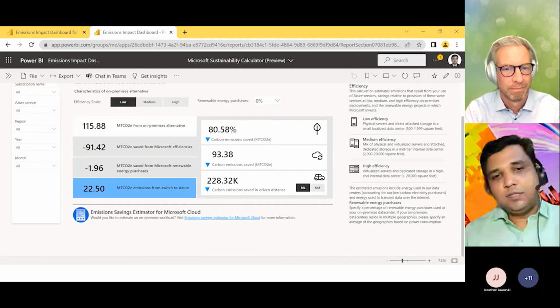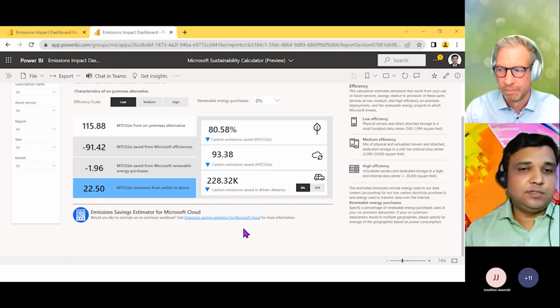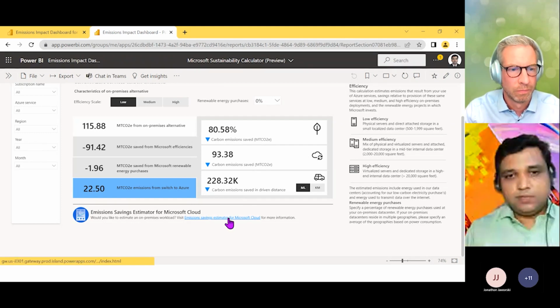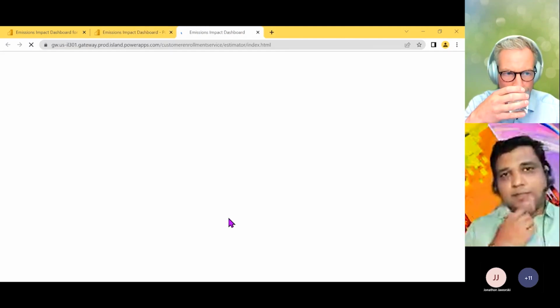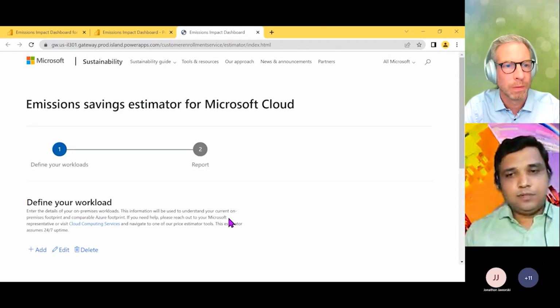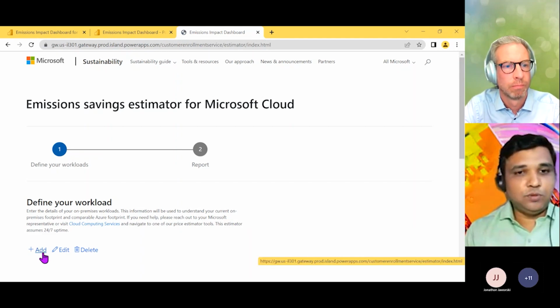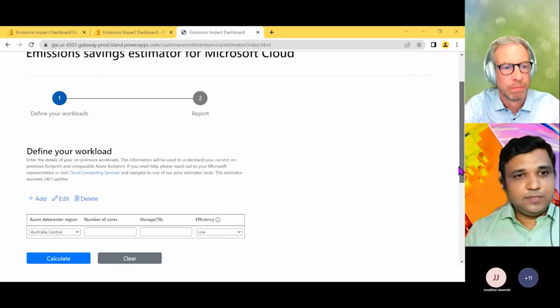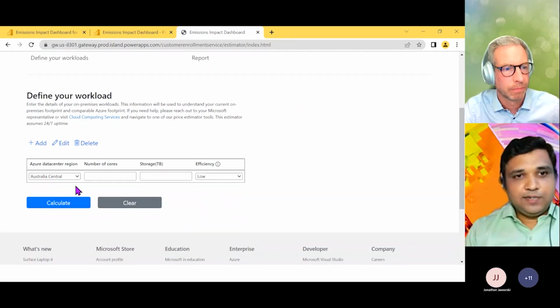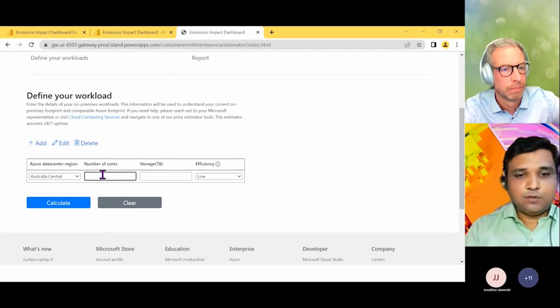At the same time, for example, if you are interested to see how those emission calculations take place, there is a link here. If you click on this, it will give you a comparison of how the emissions will be caused when you are on premises against when you make your move into the cloud. So let's say we just add our workload. There are various data center regions that you can choose from here, and then you can specify the number of cores that you will need.